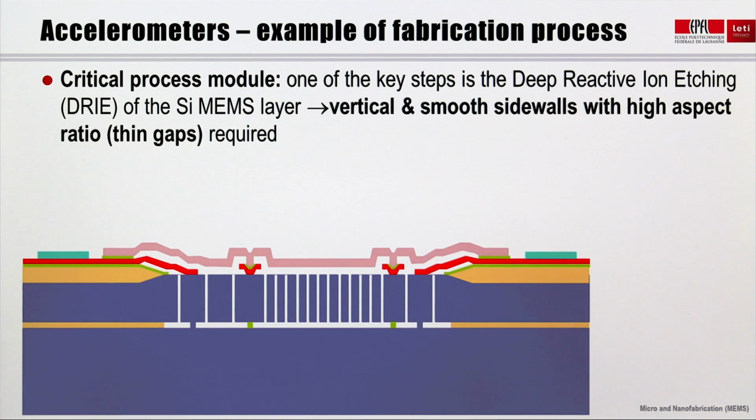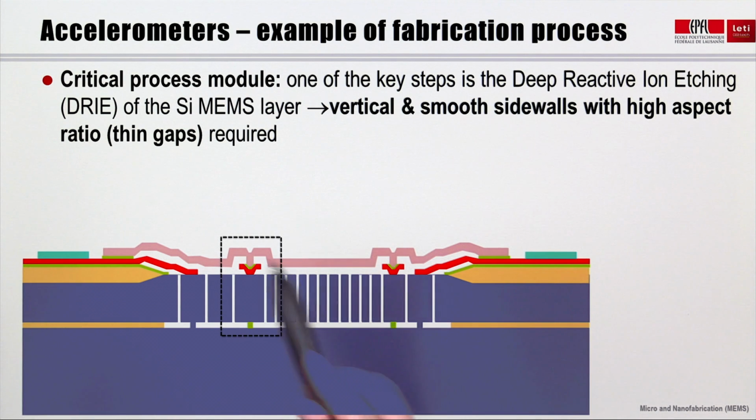One of the key steps is the deep reactive ion etching, abbreviated as DRIE, of the silicon MEMS layer. This etching has to provide vertical and smooth sidewalls with a high aspect ratio of at least 20. The thicker the silicon MEMS layer, the wider the gap due to the maximum affordable aspect ratio. Typically, the silicon MEMS layer is around 20 micron thick and the gap is about 1 micron wide.